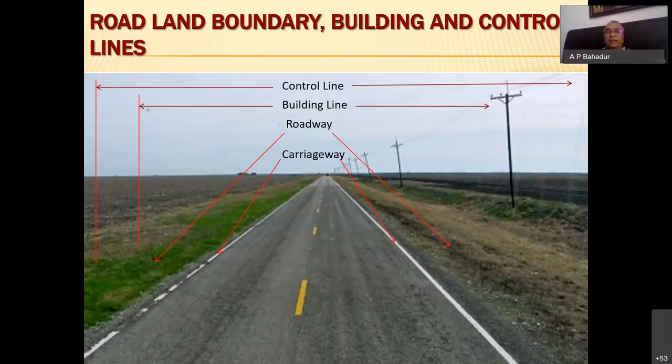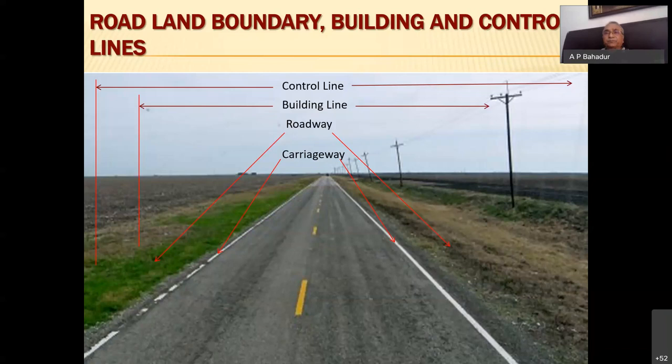Then you have two imaginary lines. One is the building line and the other is the control line. The building line is the imaginary line beyond which buildings cannot be allowed, that is the limit up to which buildings can be allowed. Now the control line is another imaginary line. Many states have that also, within which the activities, or what you call the land use, are to be controlled.